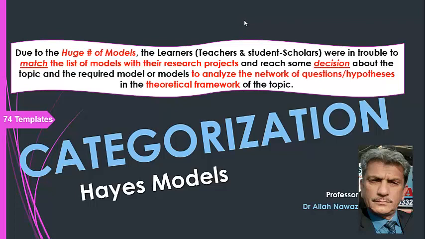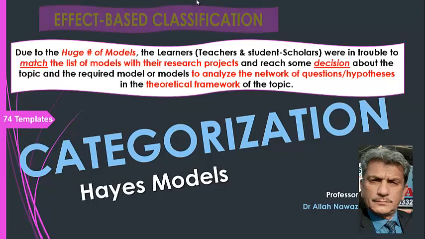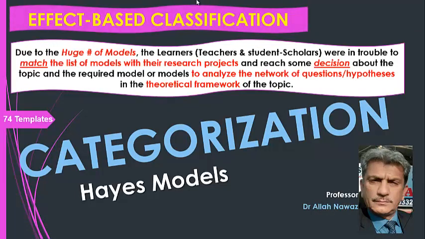The reason is that the Hayes models are known for their contribution towards the research process by adding the computations of effects based on the traditional regression equations. Therefore, we will use effects of different models as the base for creating categories for the researchers, so that they can start thinking about 74 models by starting with 3 categories.